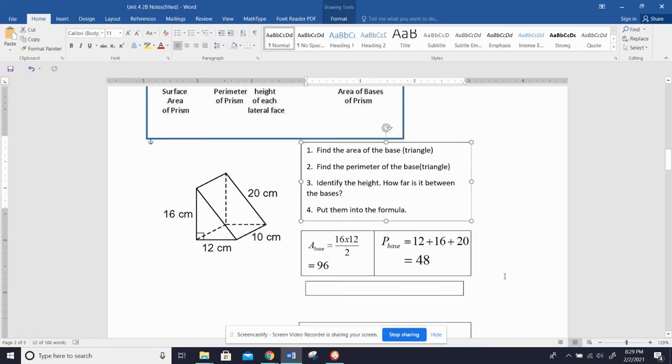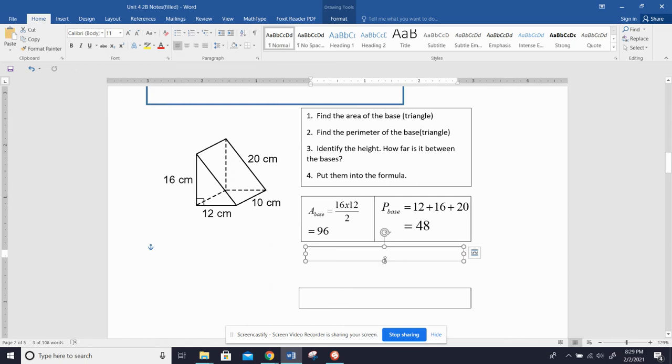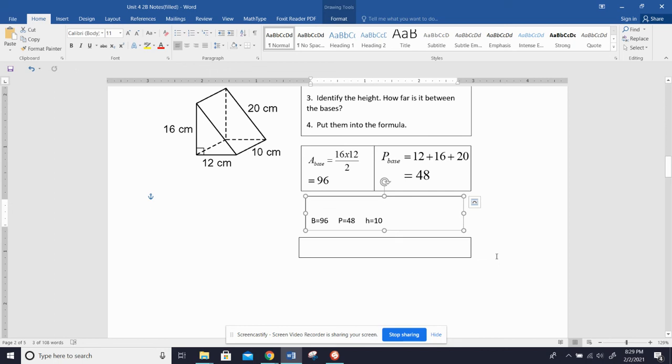Okay, and next we're going to put them in the formula. So just in summary, this is what I have. Again, if you kind of keep organized, it really makes a difference on how easy or difficult it could be. So those are the values I'm going to plug in.